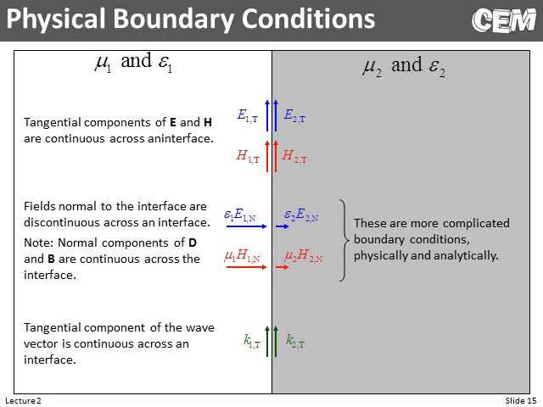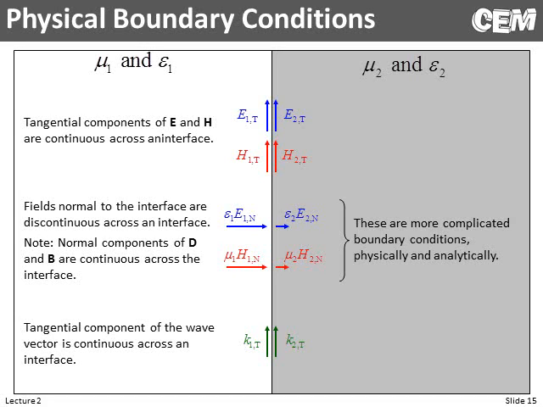Physical boundary conditions. Skipping the derivation of this, the end result is that the tangential components of E and H are continuous across the interface. So that's these guys. But only the E and H fields. That does not hold for D and B. In fact, for D and B, it's the normal components that are continuous across the interface.